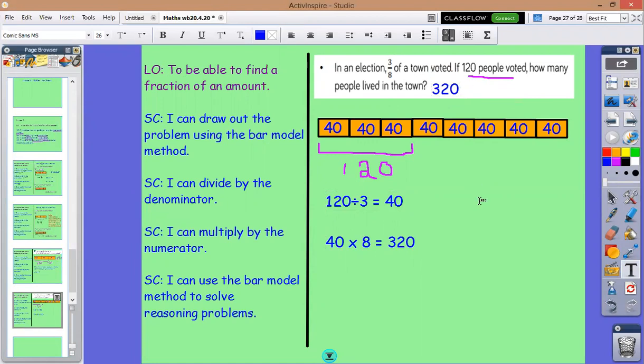320. Okay, so that's my lesson, being able to find a fraction of an amount. There will be some of these questions on the website for you to have a go at as well. Thank you, and hope you are working extremely hard.